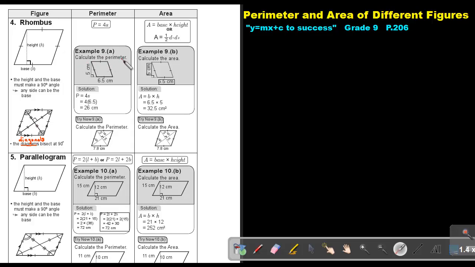Calculate the perimeter. Now remember, it's almost like a square, so I use the formula of a square. It's 4 times s, and this is the side, can you see? So 4 times 6.5, and that's 26 centimeters. And if I calculate the area, it's base times height. So this is the base, and this is the height. So it's 6.5 times 5, and that will give me 32.5 centimeters squared.